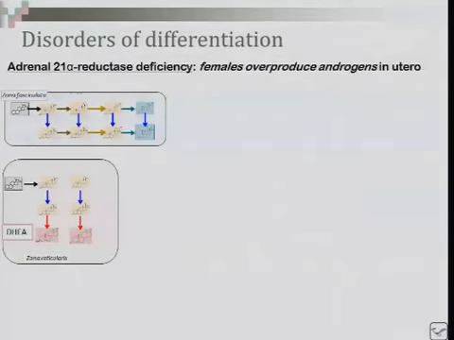Okay, maybe one of the most common ones is adrenal 21-alpha reductase deficiency. Okay, and this affects both males and females. But it's more severe, at least for differentiation, in females. So what happens, this is the 21-alpha reductase here.